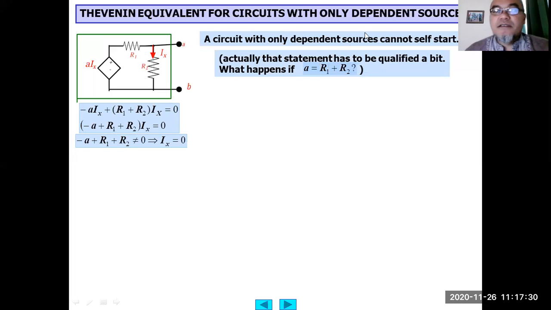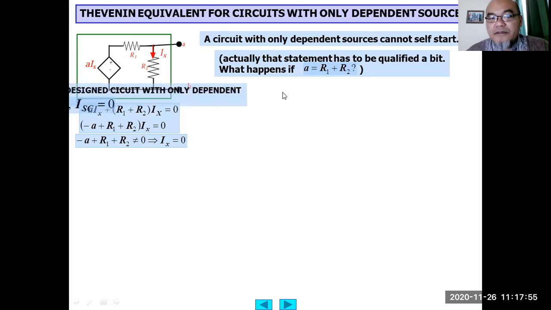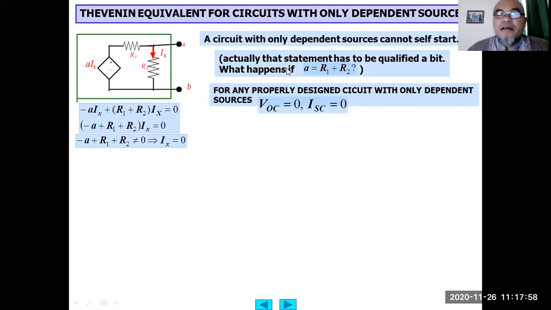Actually, that statement has to be qualified a bit. What if now A equals R1 plus R2? So here, if this value is not 0, it means Ix will be 0, which is not possible. So that's why it cannot self-start. So it means here, this could be 0. It means A would be equal to R1 plus R2. So for any properly designed circuit with only dependent sources, the open circuit voltage will be 0, and the short circuit current will also be 0 in this case.